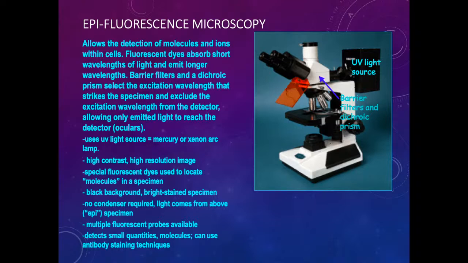We use a mercury or xenon arc lamp as a UV light source. So we have not a white source in this, but a UV light source, and it gives very high contrast, high resolution images. The background remains black, and no condenser is required. Light comes from above the specimen, and multiple fluorescent probes are available to detect small quantities of molecules. We can use the antibody staining technique.